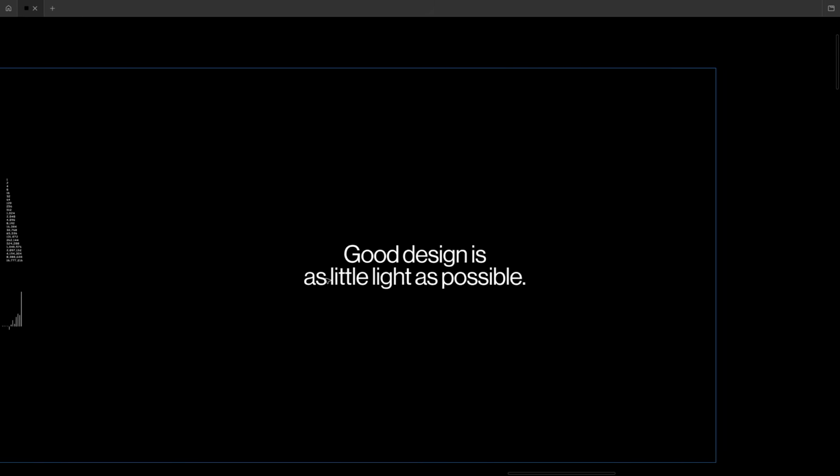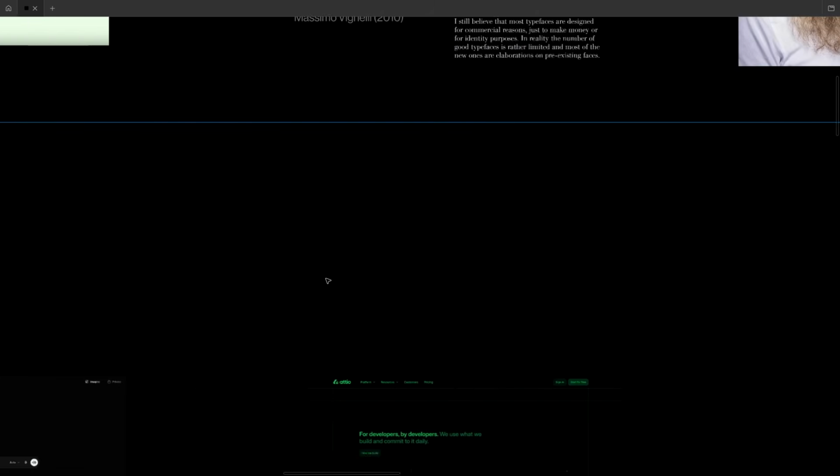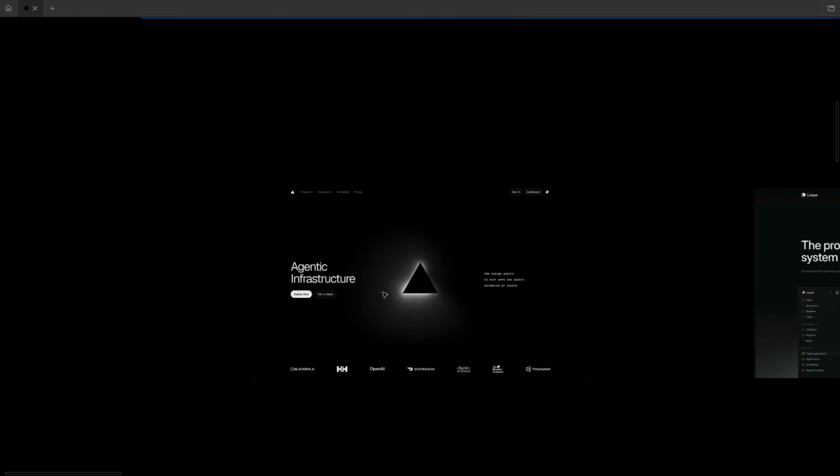So following from all of these ideas, this is my design philosophy. This is my opinion of good design and interfaces, and that is: good design is as little light as possible. So I will show you some examples of this first of all. What does this look like in interface design?